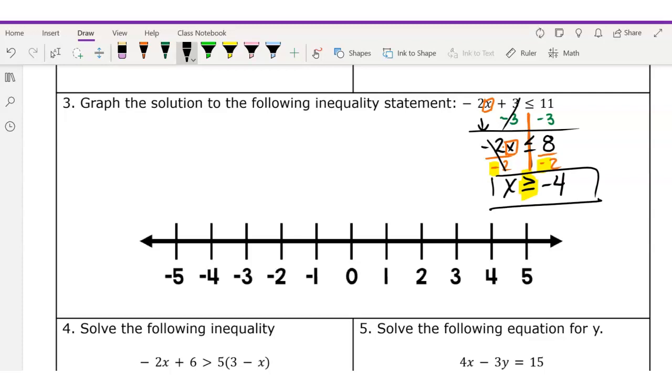So let's go to -4, and we're going to start there. Because there's an equal sign under that -4, that means my point is going to be closed. So we're including it because it's equal to it. And let's read the inequality. X is greater than. So greater than means that our solutions are to the right of that point, greater than or equal to.